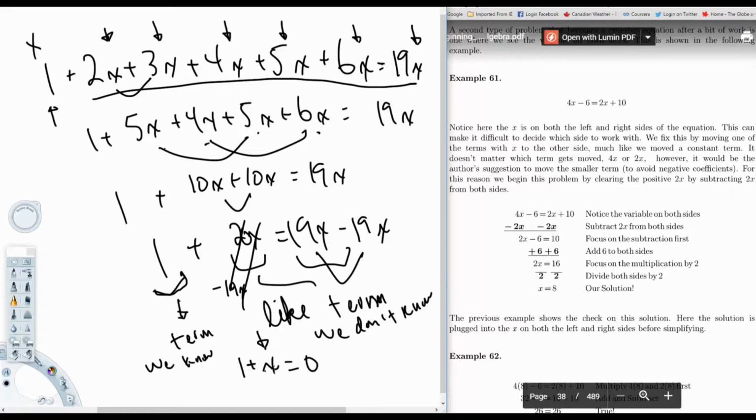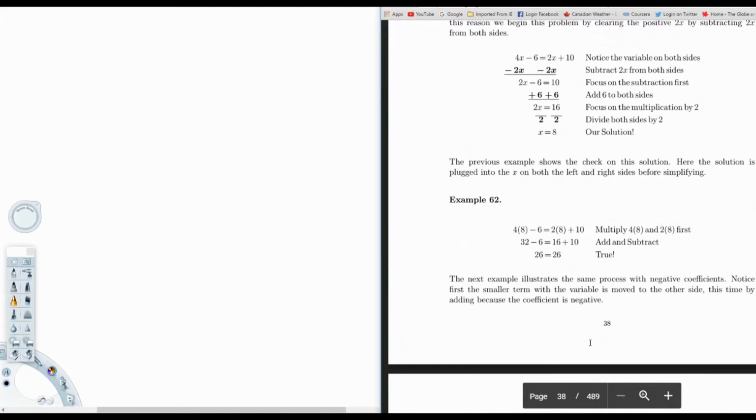So we've got to get rid of this 1 here. We've got to put it on the other side because we want to solve for x. So what do we do? Minus 1 here, and minus 1 here, and we cross this out, and we get x equals minus 1. Example number 62.